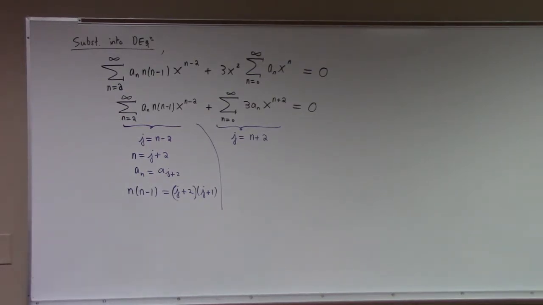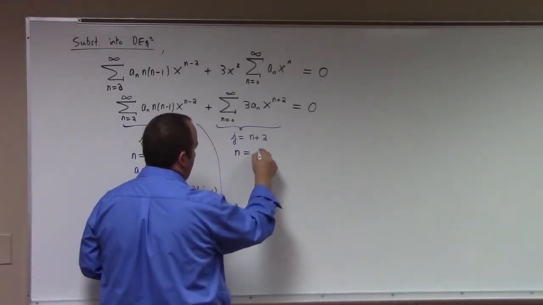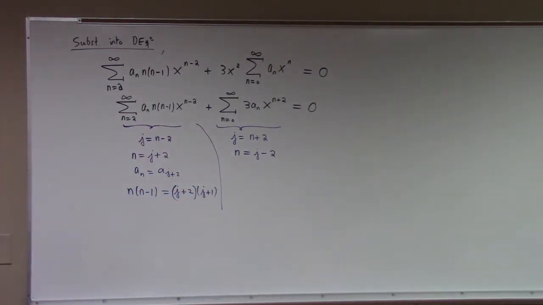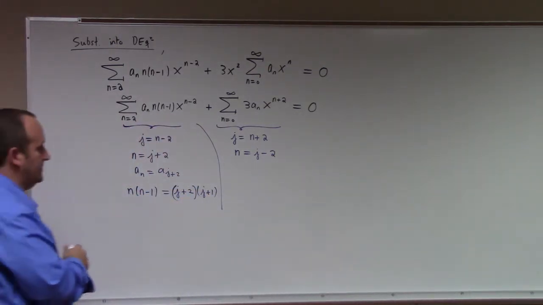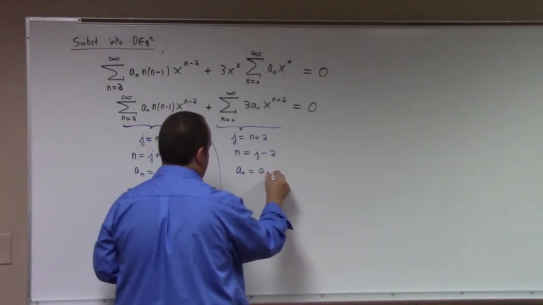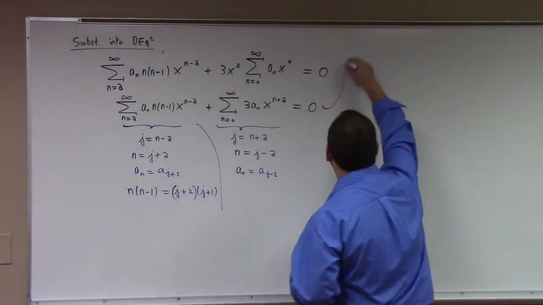On the right term, we've got n equals what? j minus 2, right? And so a sub n there is a sub j minus 2. All right, so with those substitutions in mind, that gets us to the following.